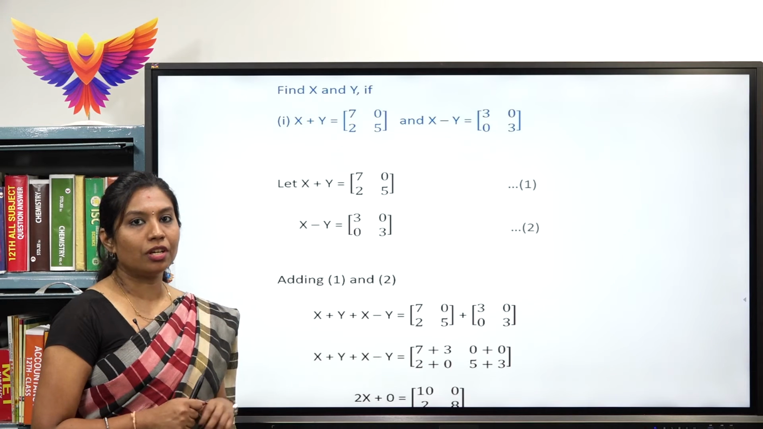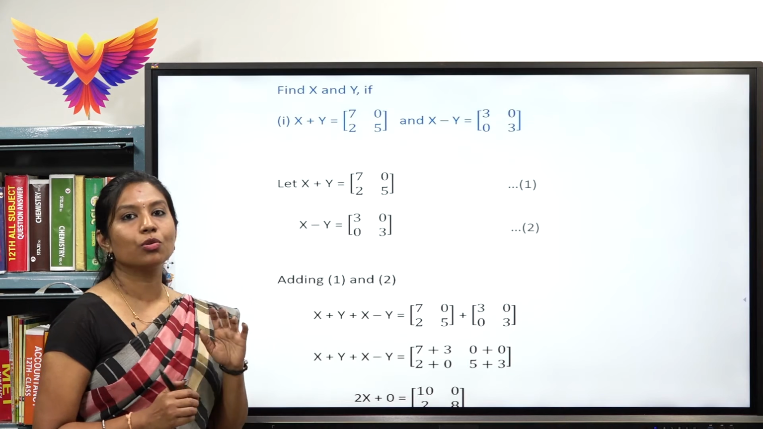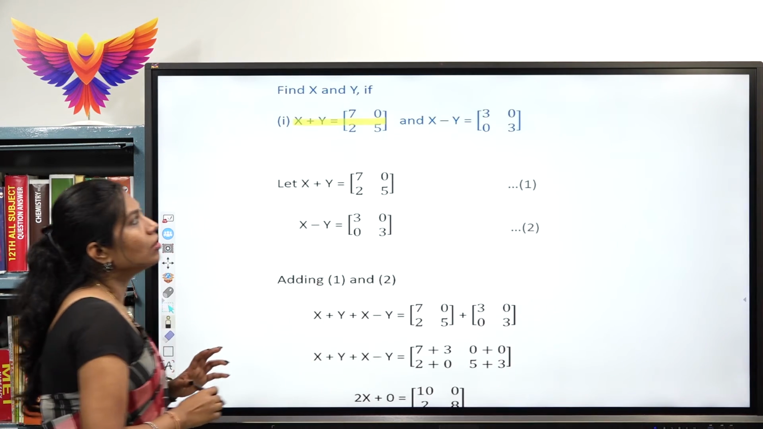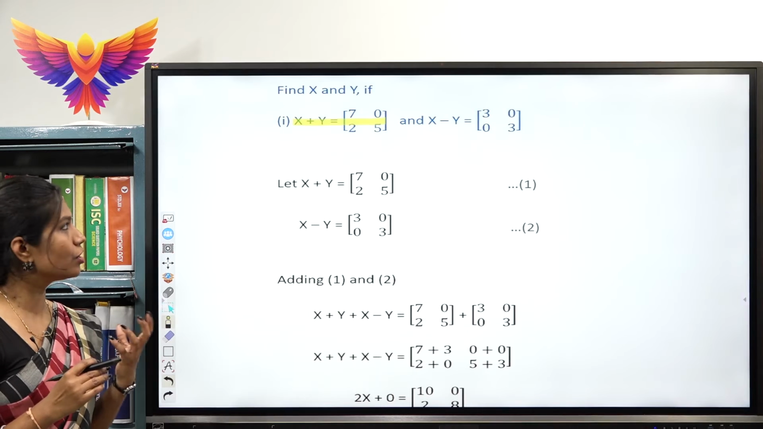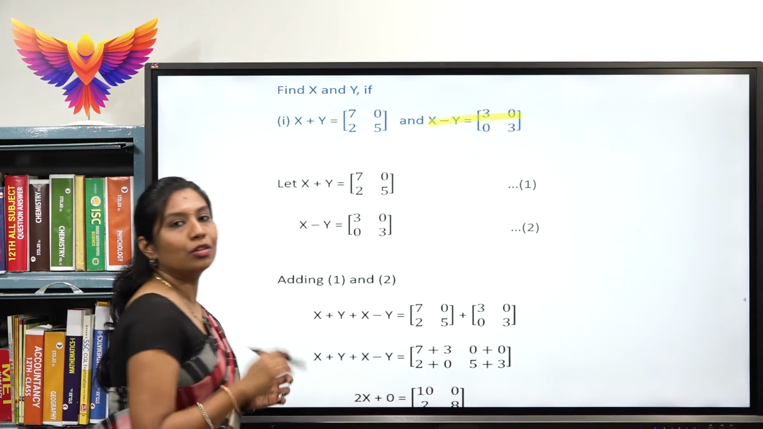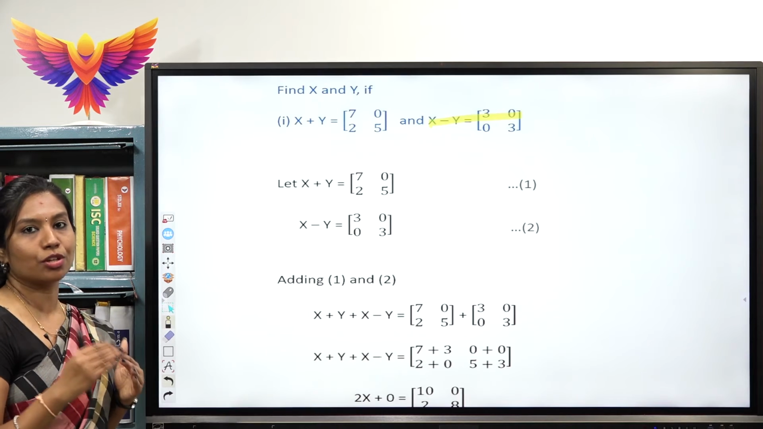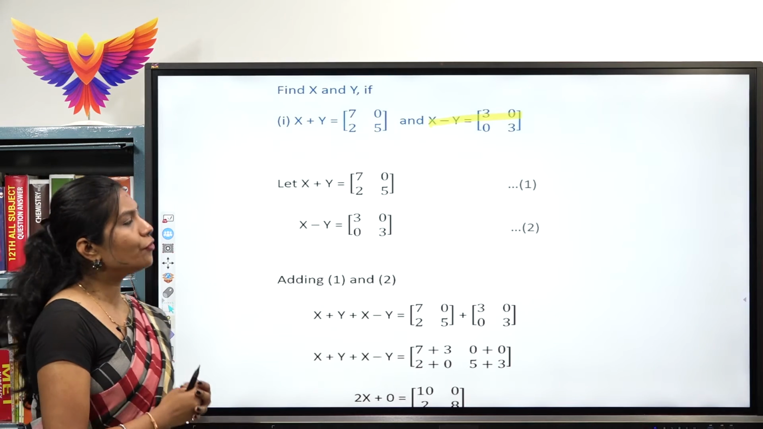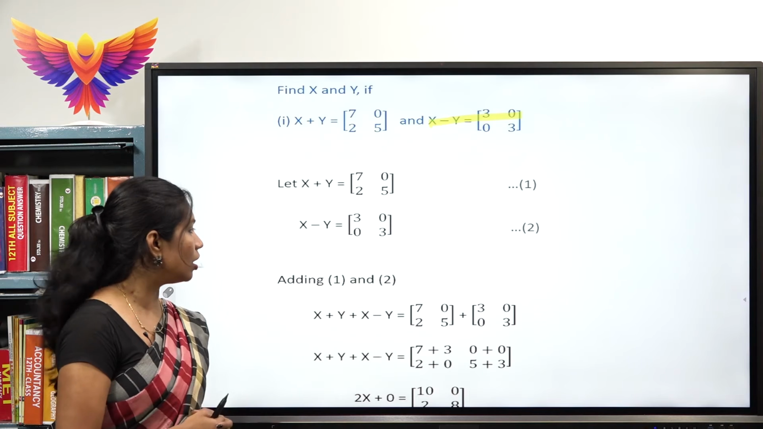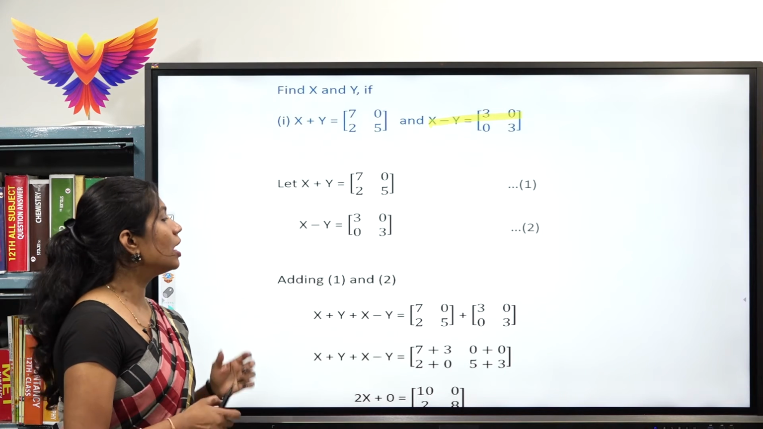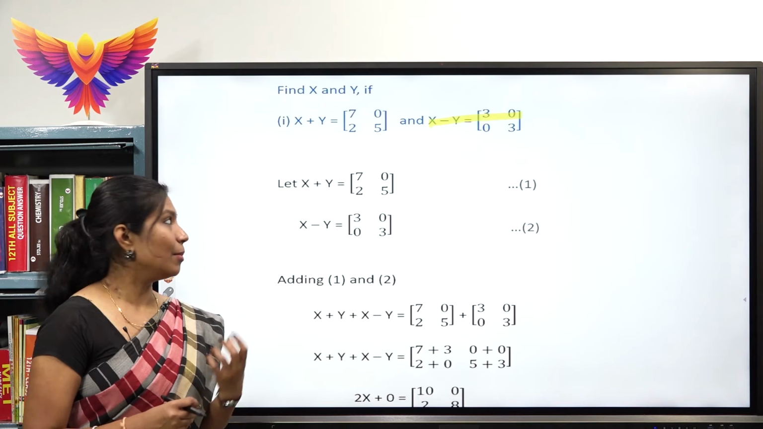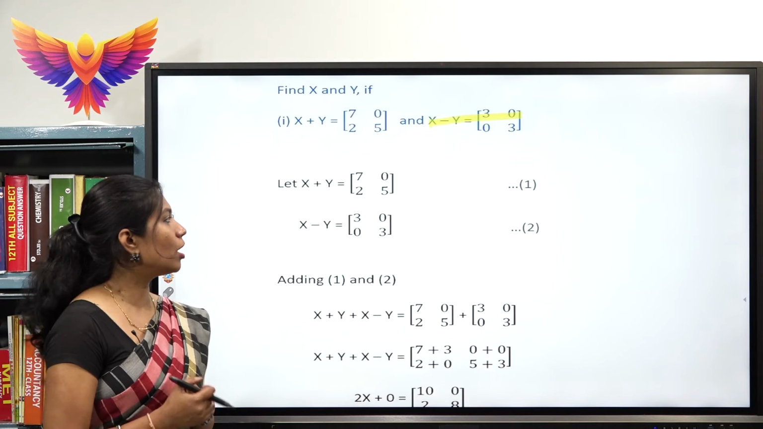We have the question here where x plus y is equal to a 2 cross 2 matrix. We have x plus y is equal to 7, 0, 2 and 5, which is a 2 cross 2 matrix. Similarly, x minus y is equal to another 2 cross 2 matrix, which is 3, 0, 0 and 3. Now, I need to find out the unknown values here, which are x and y. So, how do we do that? When I have to find out the unknown values, it is just the same as how you solve simultaneous equations. But here it is in terms of a matrix.